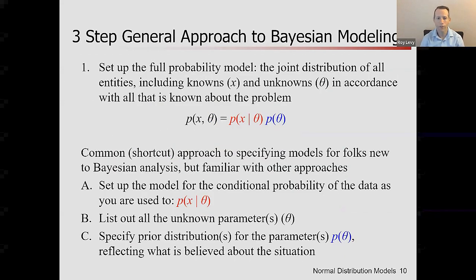I like to think about this three-step approach to Bayesian modeling that comes from Andy Gelman and colleagues. Step one, set up the full probability model. What is the full probability model? The joint distribution of all the stuff. Stuff includes known stuff, x, like data, as well as unknown stuff, like theta, our parameters. Set up the joint distribution in accordance with all that is known or understood about the problem at hand.